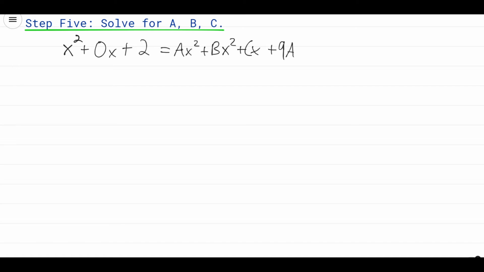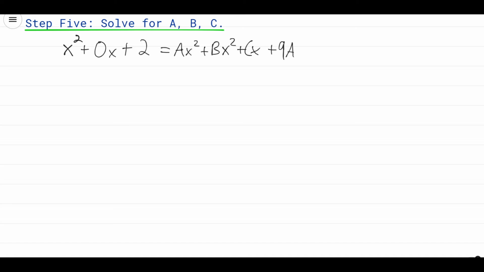And one thing I do want you to notice right here where my mouse is, I added in a 0x. Why did I do that? Well, because the 0x is always there, it's just not written. Because we had originally x squared plus 2, it's also implied that there's a 0x right there, which will help us solve later on. So what I want to try to do is set up equations that will help us solve this system of equations.